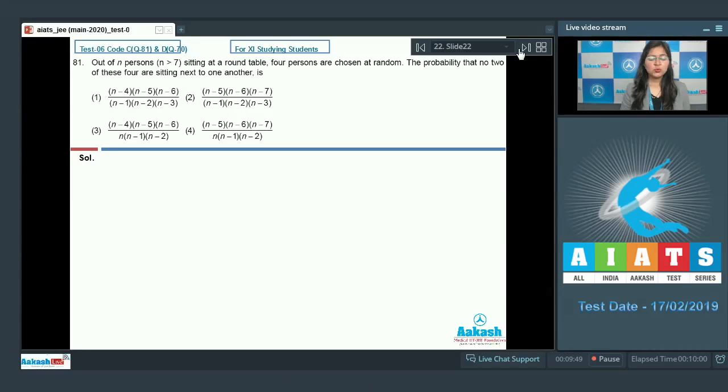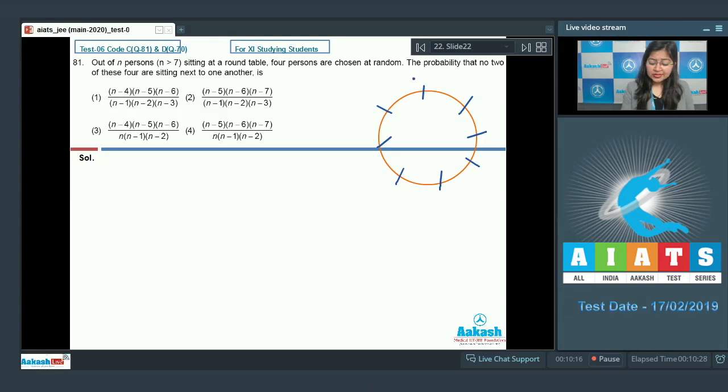Next is question number 81, which says that out of n persons sitting at a round table, 4 persons are chosen at random. The probability that no 2 of these 4 are sitting next to one another is... Let us say this is the round table and here we have n people sitting over here. We have to choose 4 persons so that no one is sitting next to one another, right?